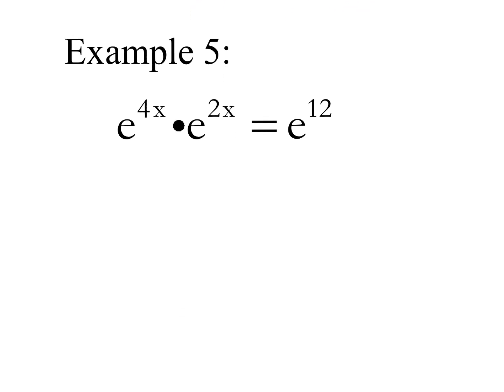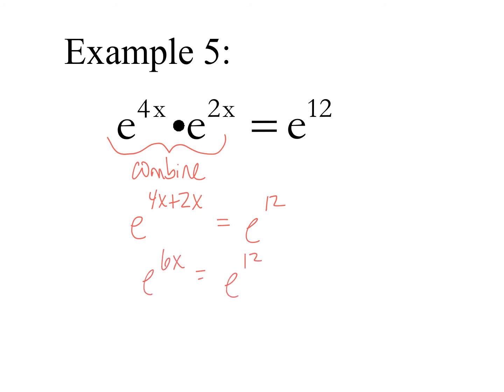Let's go right to example 5. This one's a little bit easier. What we're going to do here is, thankfully, we have e's everywhere. So we're able to write the same base on each side. But first thing we're going to want to do is combine these. Remember when you have the same base and you're multiplying with exponents, that means that you can keep the base and actually add the exponents together, because we need to have an e on each side. So this becomes e to the 6x equals e to the 12.